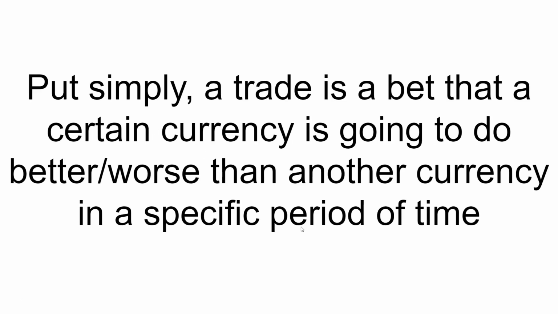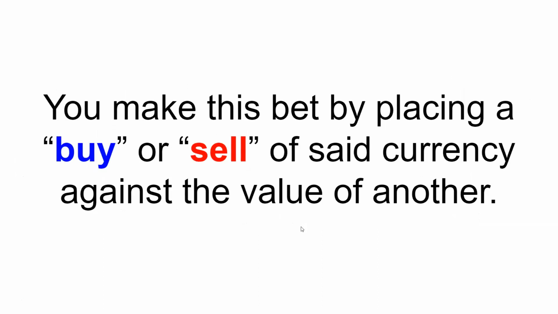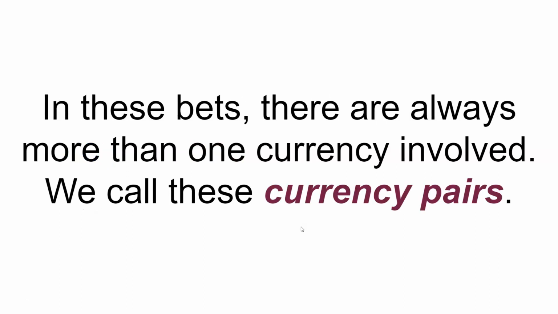Put simply, a trade is a bet that a certain currency is going to do better or worse than another currency in a specific period of time. You make this bet by placing a buy or sell of said currency against the value of another. In these bets, there are always more than one currency involved. We call these currency pairs.